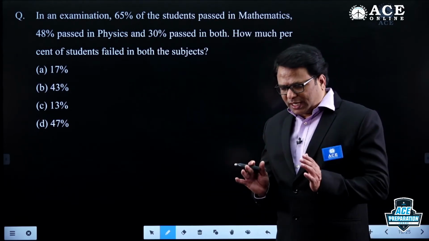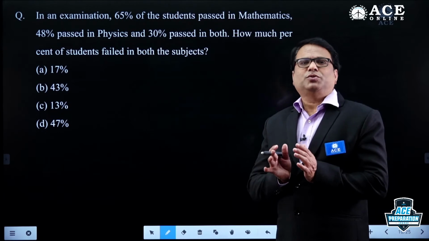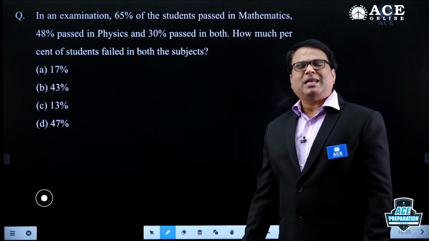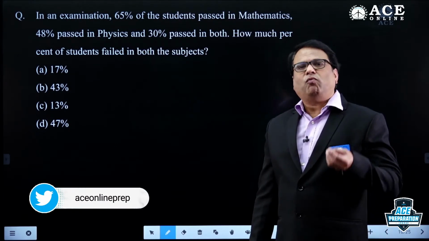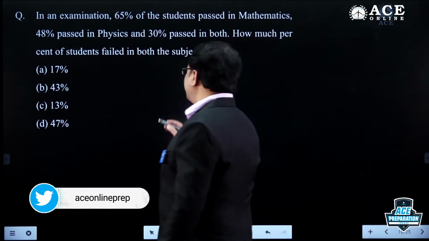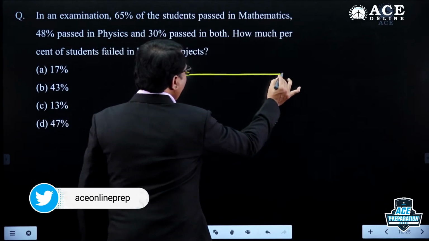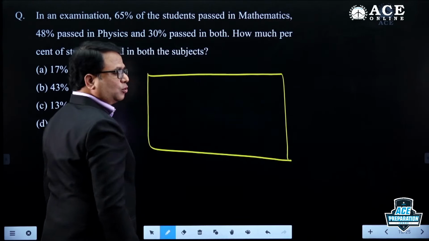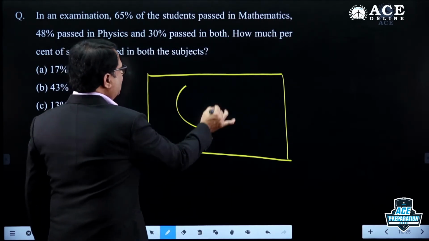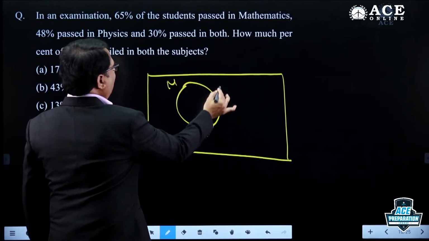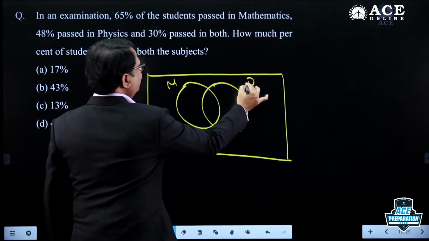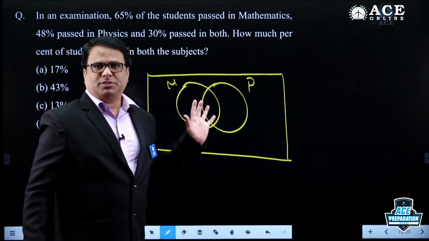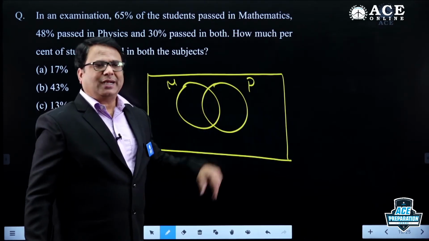Now this question can be easily done using Venn diagrams. Without much calculation, you can easily answer this question if we take the help of Venn diagrams. So there are two subjects, so you get two sets. One set represents maths, another set represents physics, and these two sets represent passed candidates.